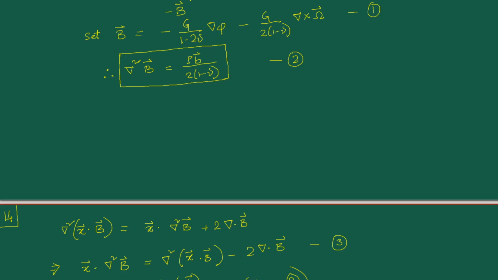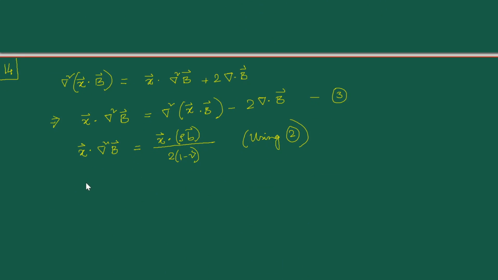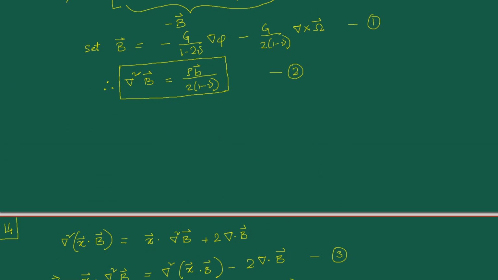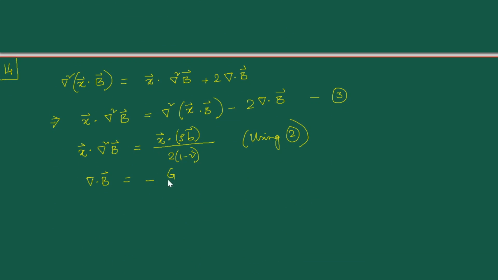So we say that the divergence of the b vector is simply minus g divided by 1 minus twice nu, times the Laplacian of phi, using equation 1 and the fact that the divergence of the curl of omega is equal to 0. All right.